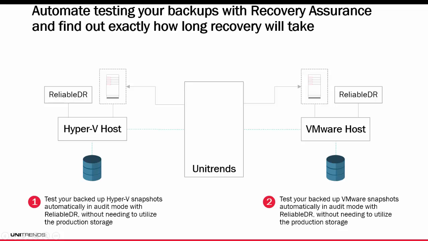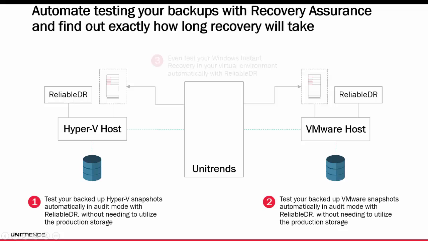Alternatively, you can do the same thing with your VMware snapshots. You can set it up in audit mode with Reliable DR. It's going to spin up that snapshot, test at that application level, and make sure it's not going to utilize the production storage or the production network. It's going to be hosted on the Unitrends storage, but with the VMware host.